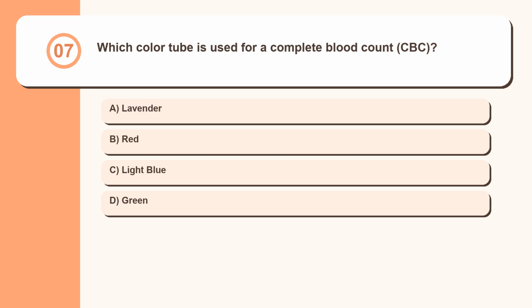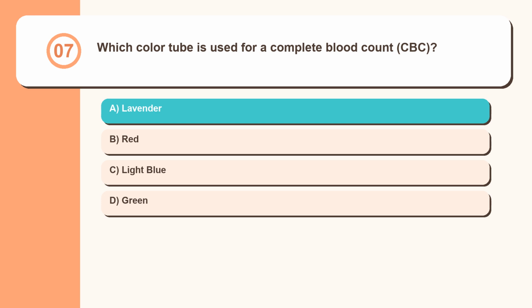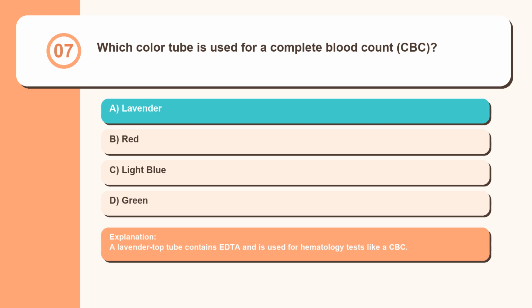Question 7. Which color tube is used for a complete blood count, CBC? Lavender, red, light blue, green. A lavender top tube contains EDTA and is used for hematology tests like a CBC.